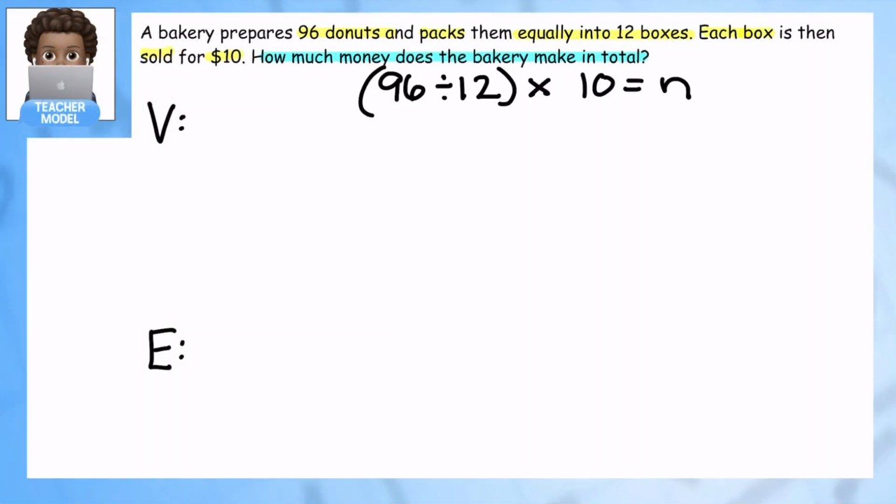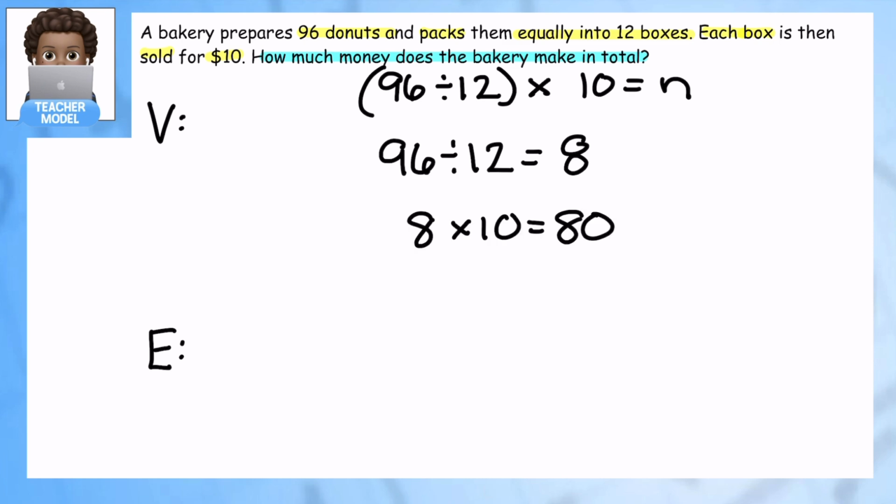Now that we have our plan, we can verify it. Just put it into action to get to our answer. So the first part is easy. I can solve that. 96 divided by 12 using my fact families is 8. So you could use your multiplication table if you need to. Now I can do the next part. If I know I have 8 boxes, I can multiply those 8 boxes times 10 to figure out how much money that is. $80.